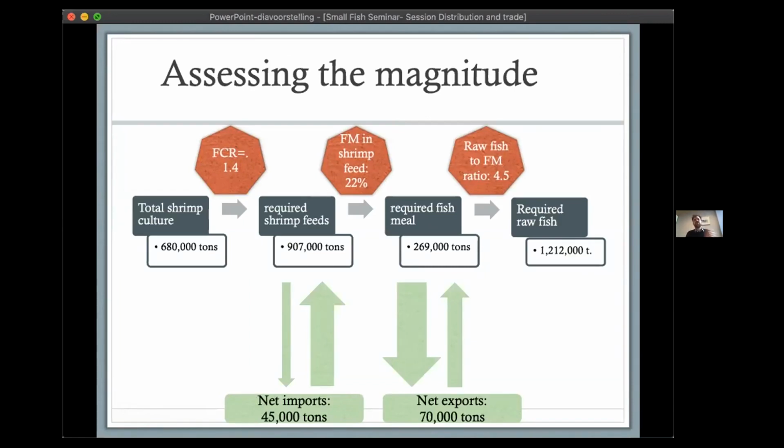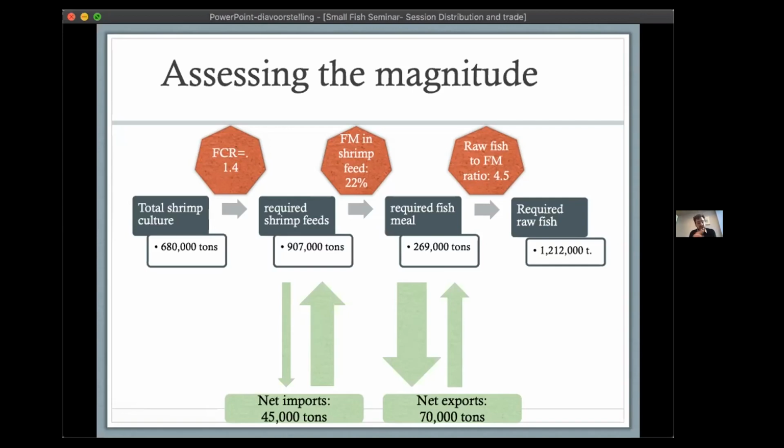Very tiny amounts are going for other aqua feeds as well. And because we do know the feed conversion ratio of a shrimp culture, we also do know the amount of fish meal that is included in shrimp feeds. That is approximately 22%. And we also know the ratio between raw fish and fish meal. We know that for every kilogram of fish meal, we need about 4 to 5 kilograms of fish.